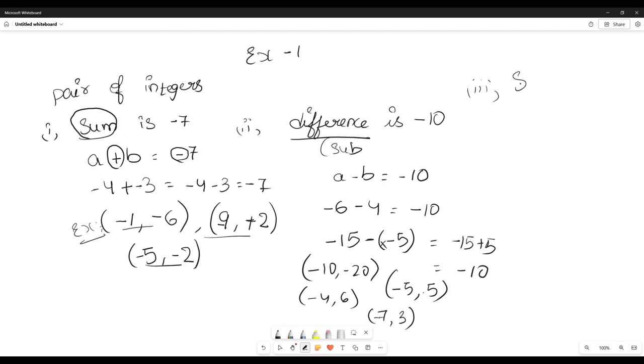And the third question is a sum is 0. Here we have to take a pair of integers, but the sum should be 0, like a + b equals 0.